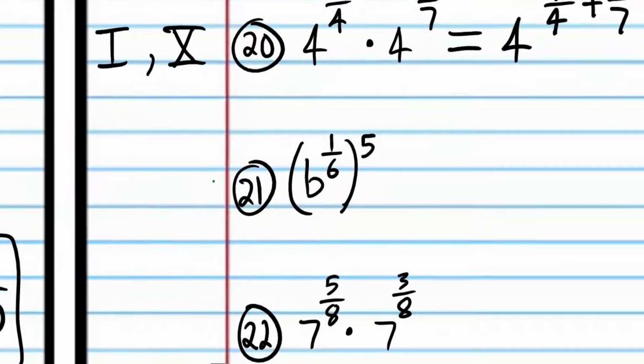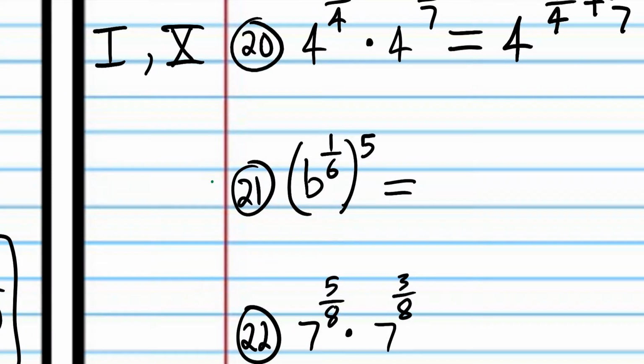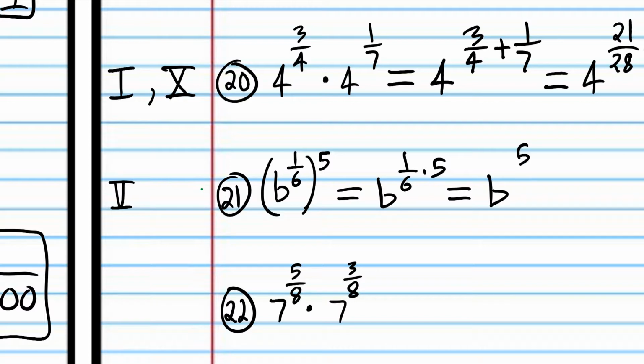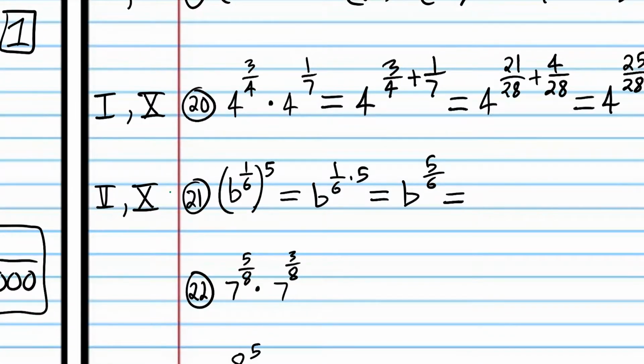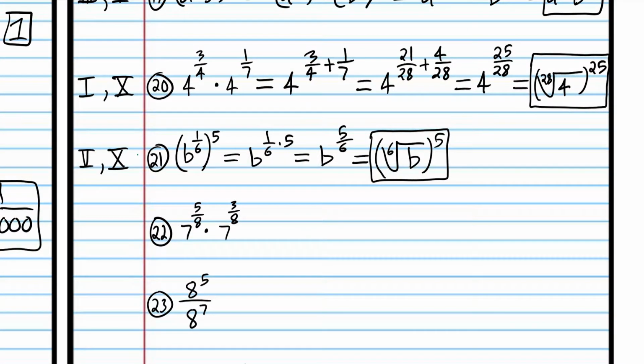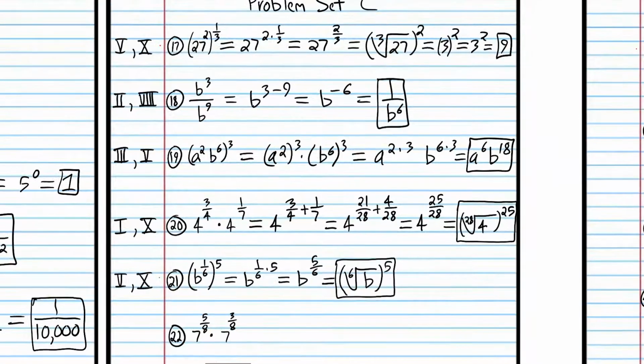So we're raising a power to another power. So we're going to use rule number 5, which tells us to multiply the powers. And 5 times 1/6 is just 5/6. But we can't leave our answer with a fraction exponent, so we're going to have to use rule number 10, which tells us that that equals the 6th root of b raised to the 5th power. All right. So if you got that answer, good job. Try number 22, and when you come back, we'll do it together.